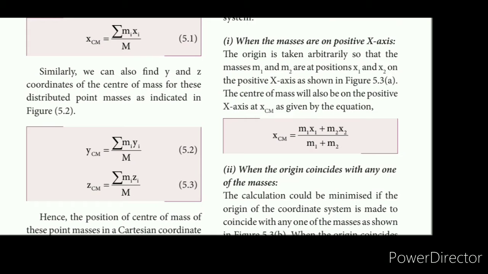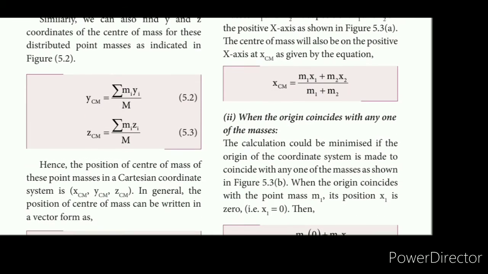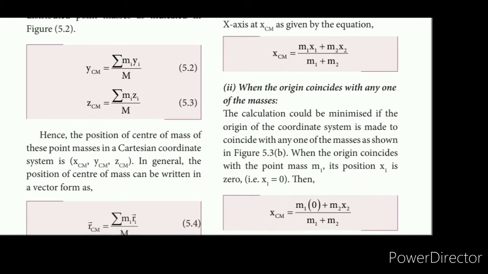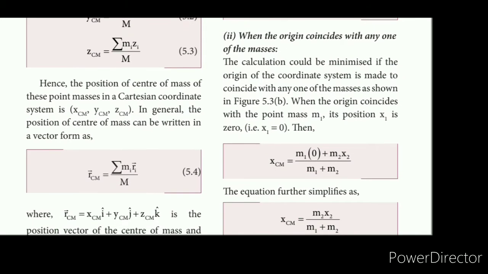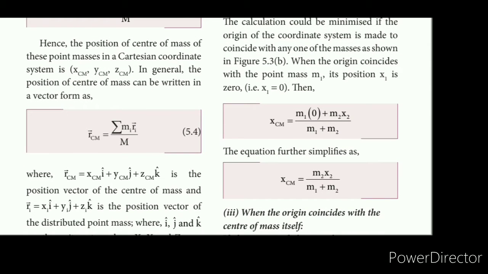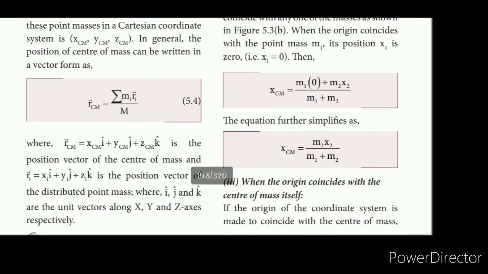The position of the center of mass in the Cartesian coordinate system is xcm, ycm and zcm. In general, the center of mass can be written as rcm equal to summation of mi ri divided by the total mass. rcm is the combination of xcm i vector plus ycm j vector plus zcm k vector in the position vector. The center of mass is given by xi plus yj plus zk, where the position vector components are distributed along the i, j, k coordinates, that is, along the x, y, z axes.